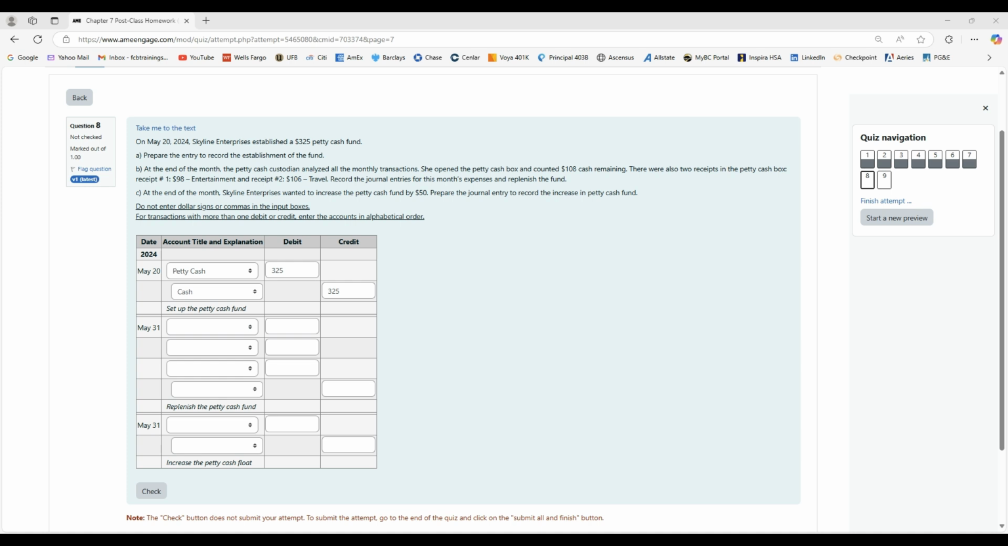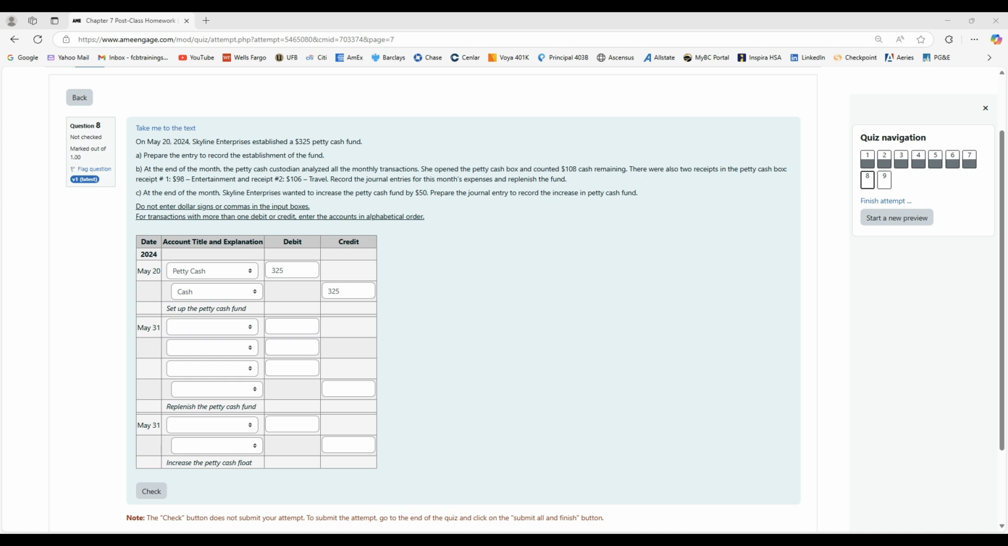And then when we look at the receipts, we see 98 and 106. So 325, yeah, 108 is remaining. There are 2 receipts, 98 and 106. So if we compare the difference between those, there's $13. So 98 and 106 is only 204. So it's not the 217. So 217 is the difference between 325 and the remaining balance, the beginning and the ending.